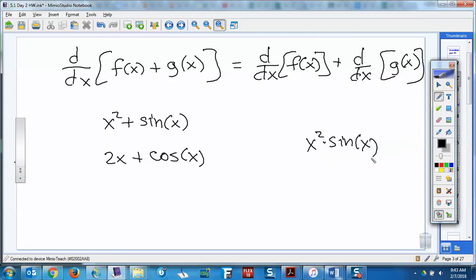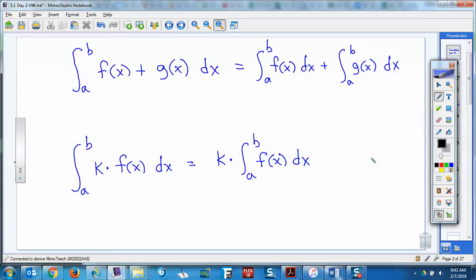Right, no, you can't. Then we had to come up with the product rule. We had to have a special rule for a product. Well, guess what? Same thing's going to be true here. If you've got an integral and you've got a function times another function, you're not going to be able to just split those apart.